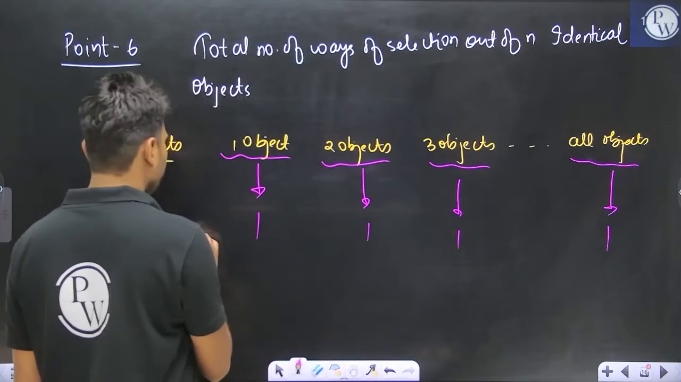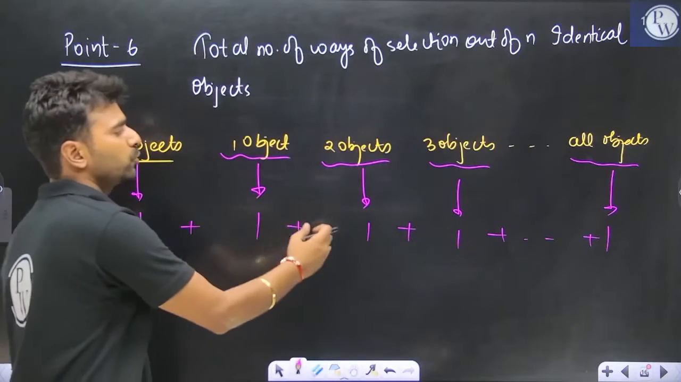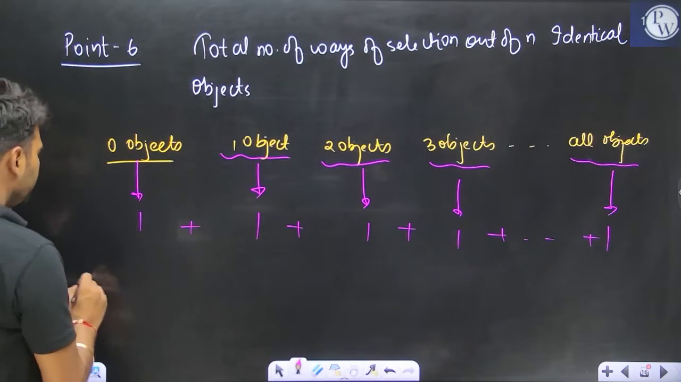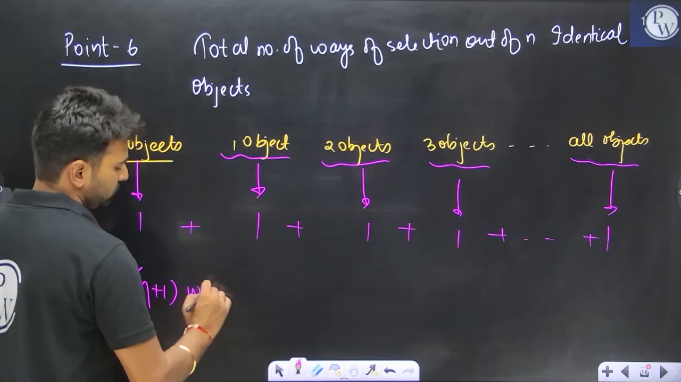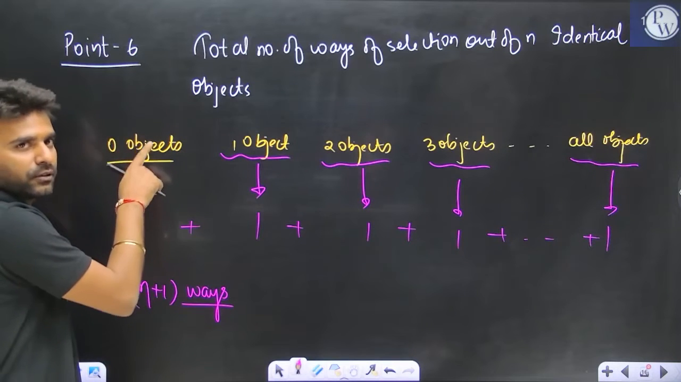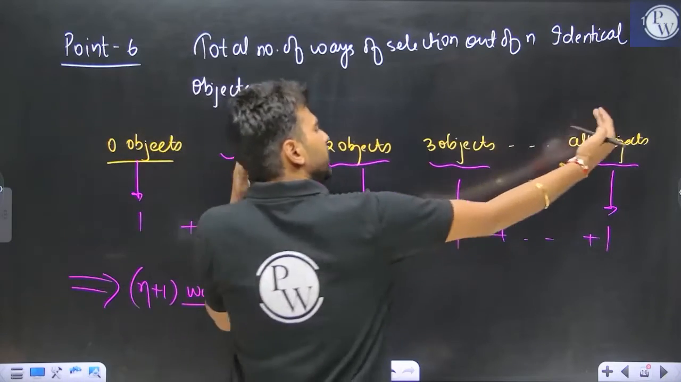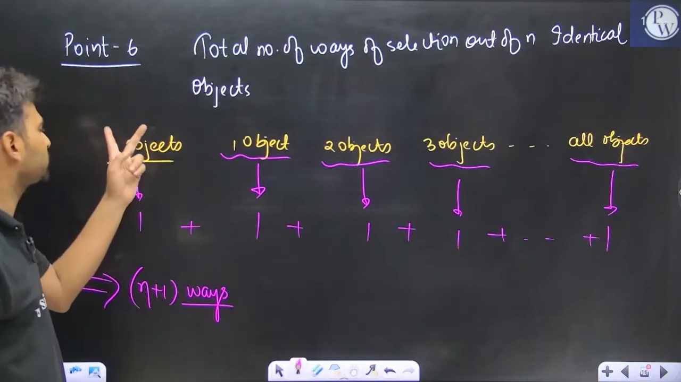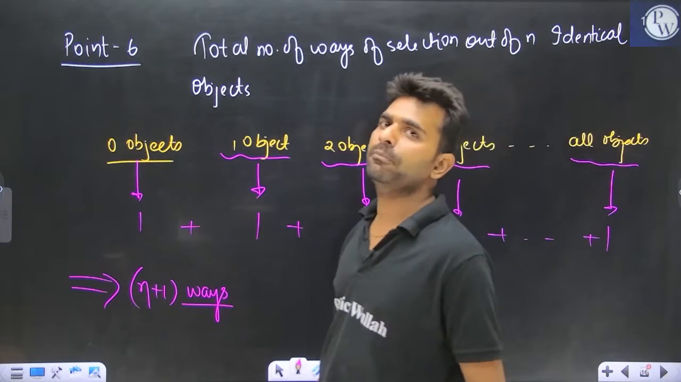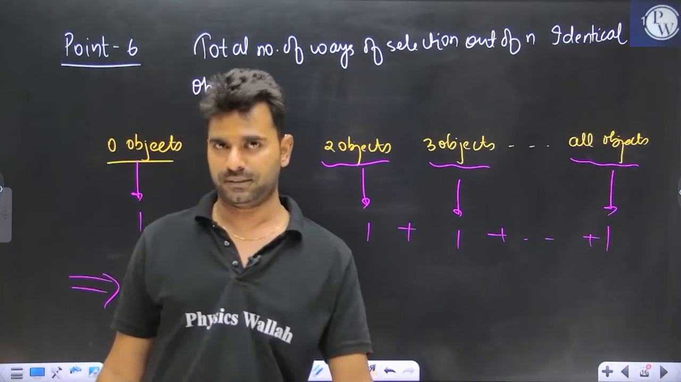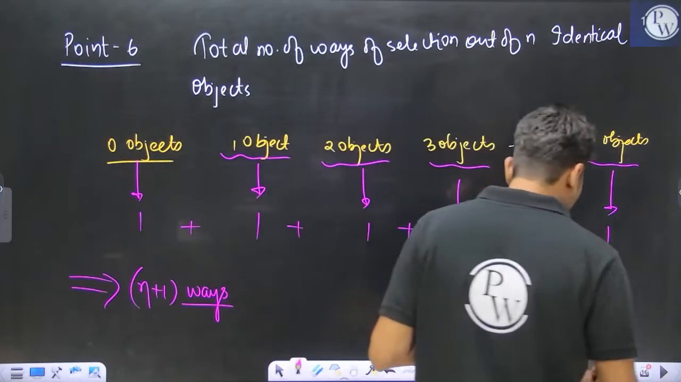So you're going to add all these ways to get your answer, because either you will be selecting 0 things or 1 thing or 2 things or 3 things and so on. So if n identical objects are given to you, then the answer is going to be n plus 1, because for 0 objects there is one way as well. 1 object 1, 2 objects 1, 3 objects 1, like this till n objects you are going to get 1, 1, 1, 1, 1. But for 0 objects also you will be getting 1. That's why the answer is n plus 1 ways. If I ask you the total number of ways of selection out of 10 identical oranges, then that will be nothing but 11. I hope you people understood this.